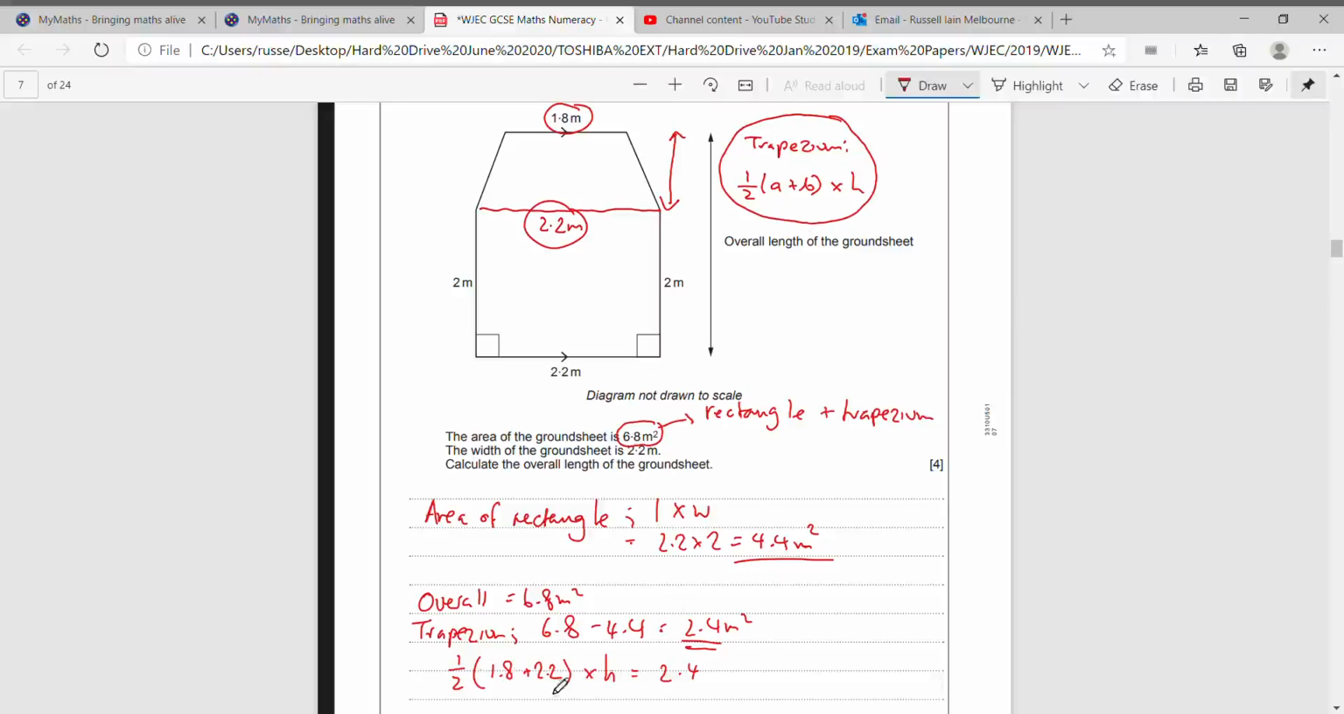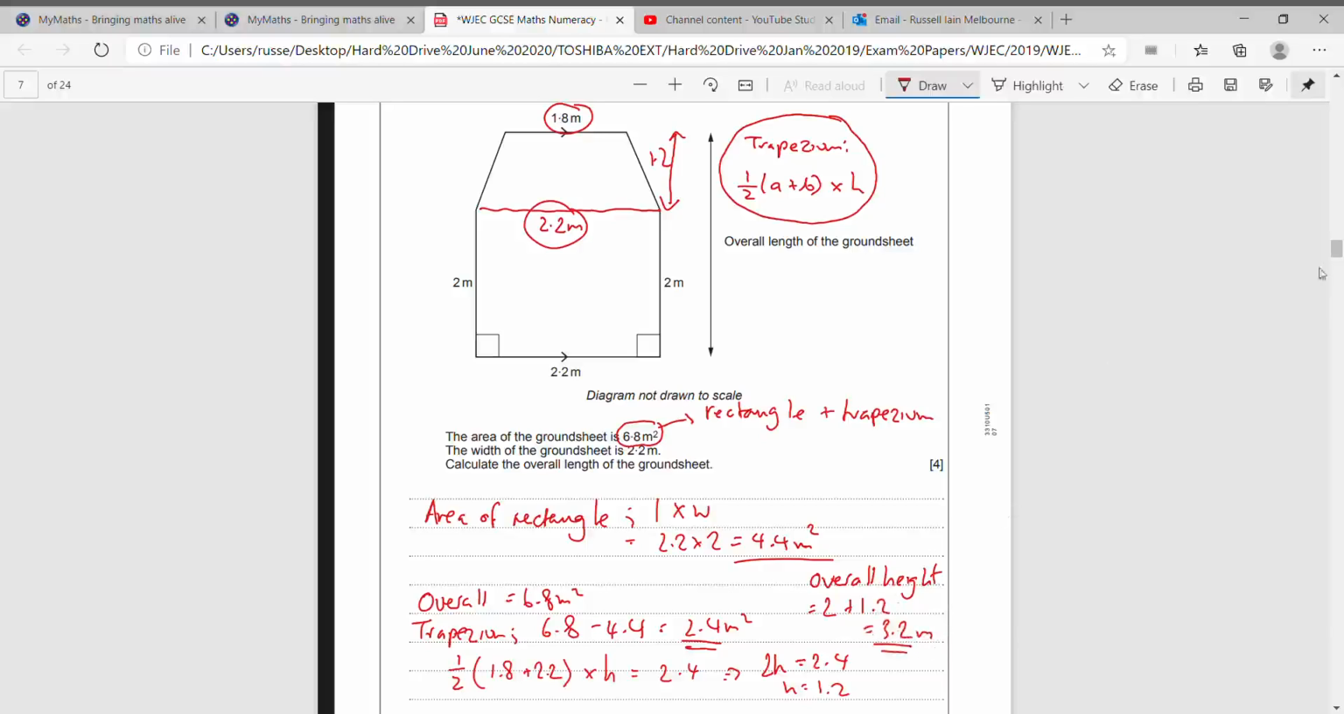So 1.8 plus 2.2 is 4, and half of 4 is 2, so this means I've got 2h equals 2.4, h is 1.2. So the height of the trapezium is 1.2, and my overall height, and again I would have written this underneath, but to keep it on the same screen so you can see everything, I've just put it over here to the right. The overall height is 2 plus 1.2, which is 3.2 meters. So there we have it.